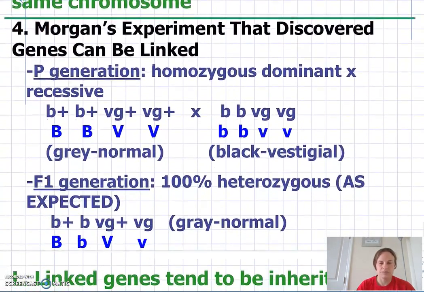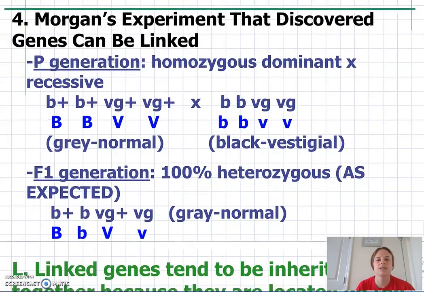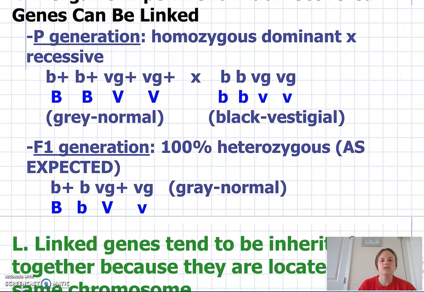So Morgan's experiment that discovered that genes can be linked involved a parental generation where one parent was homozygous dominant and the other parent was recessive for both traits. And in the F1 generation, Morgan got the results that he expected.